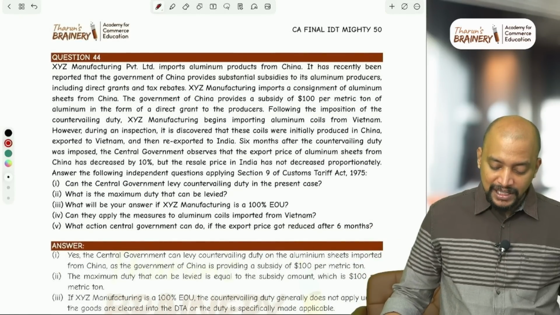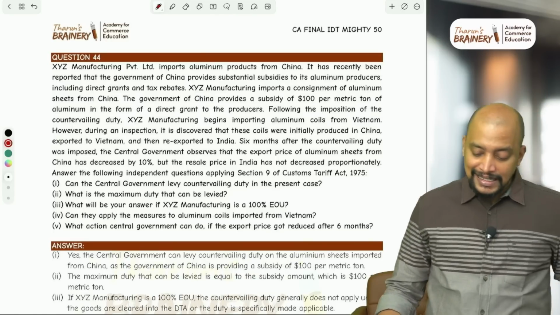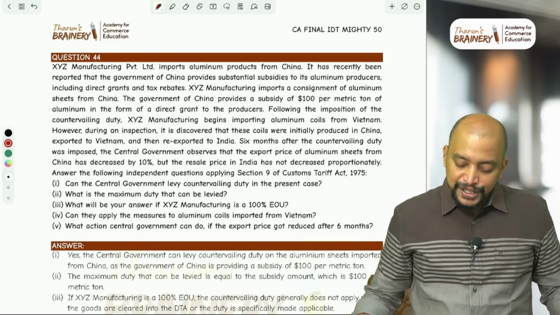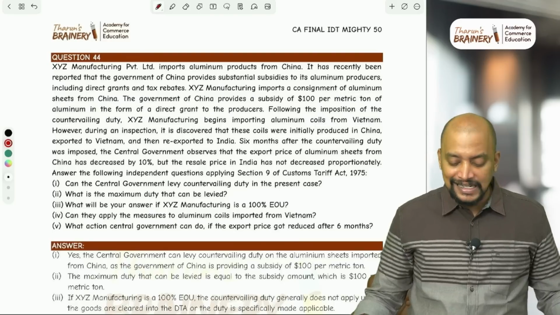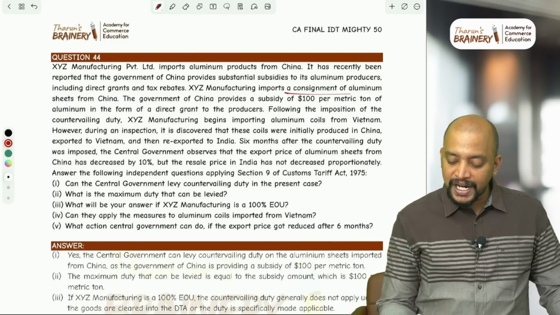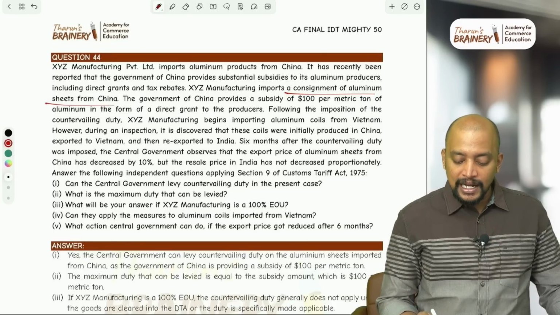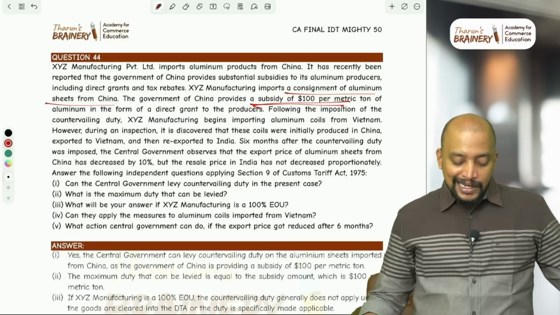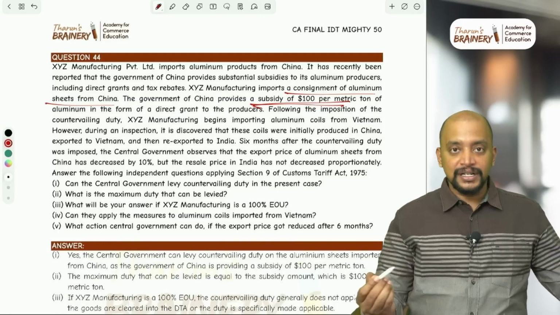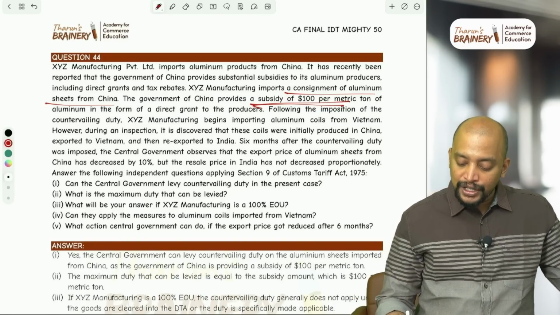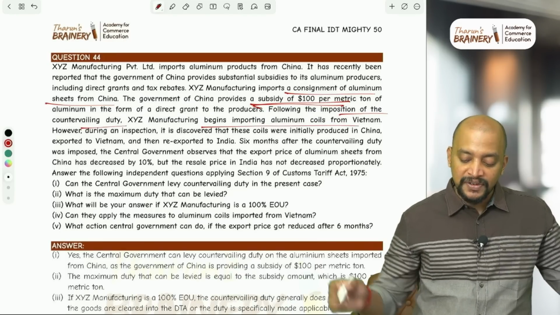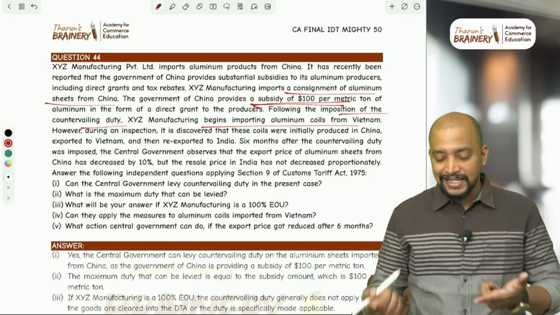XYZ Manufacturing Private Limited imports aluminum products from China. It has recently been reported that the government of China provides substantial subsidies to its aluminum producers, including direct grants and tax rebates. XYZ Manufacturing imports the consignment of aluminum sheets from China. The government of China provides a subsidy of $100 per metric ton of aluminum in the form of direct grant to the producers. It's a subsidy given by the foreign country. Following the imposition of countervailing duty, XYZ Manufacturing begins importing aluminum coils from Vietnam. Because China, if import, there is anti-subsidy duty.